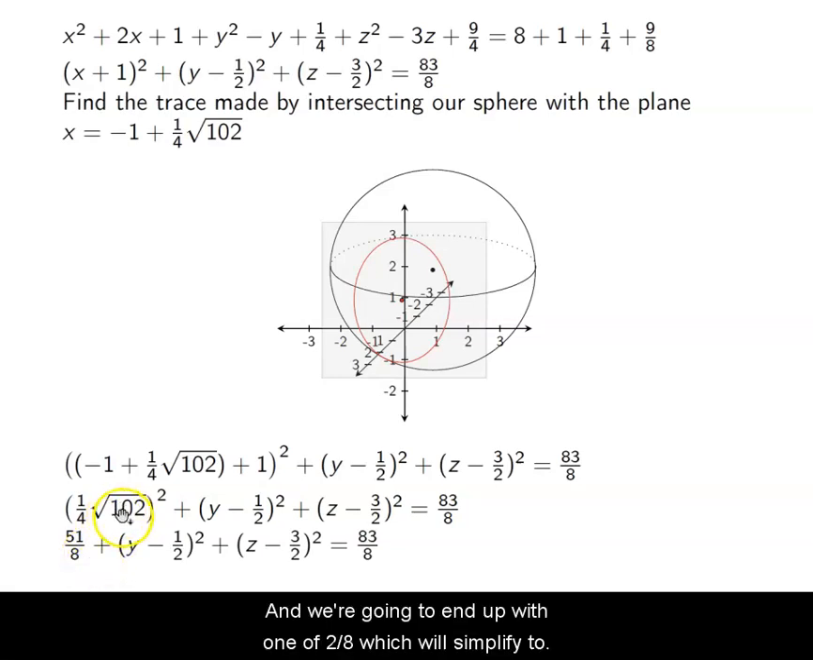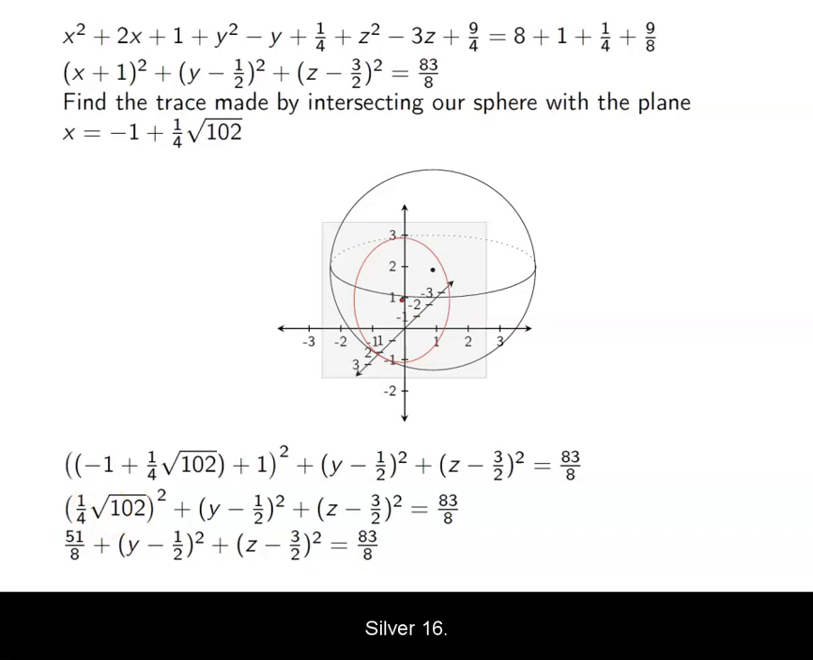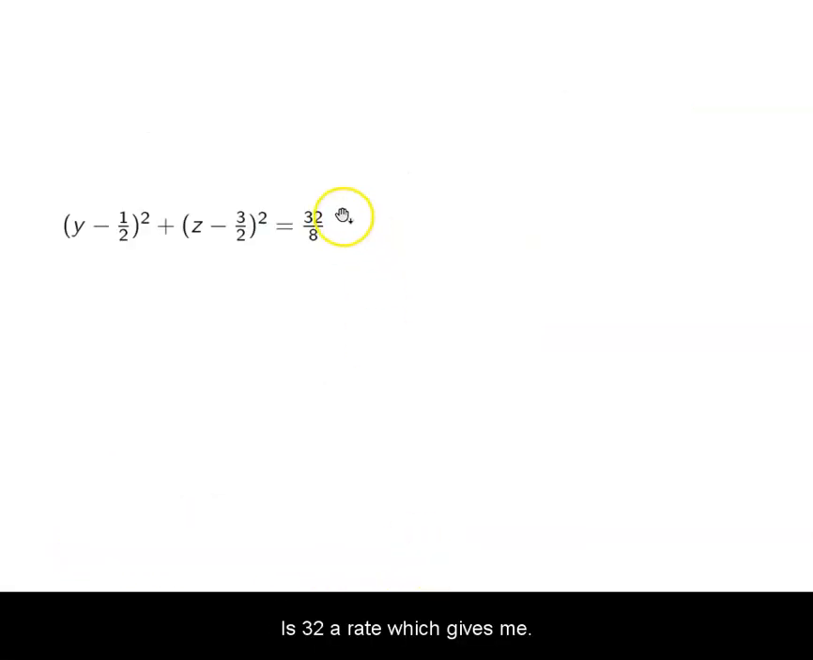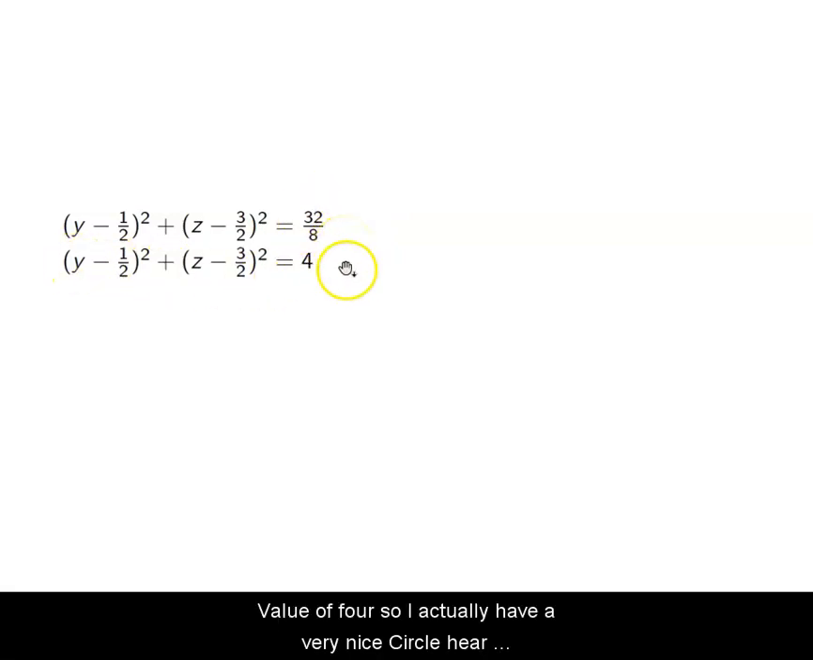And we're going to end up with 102 over 16, right? So the 102 divided in half is 51. 16 divided in half is the 8. I can now subtract this, move it to the other side. So I'll have (83 minus 51) over 8, which is 32 over 8, which gives me a value of 4. So I actually have a very nice circle here.